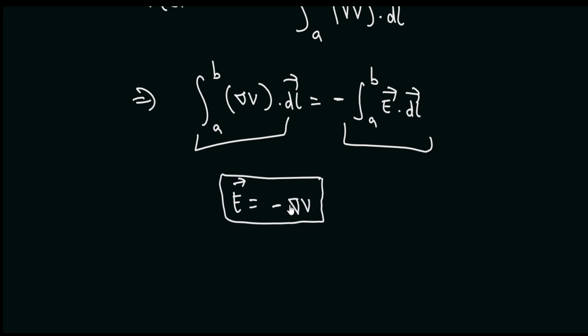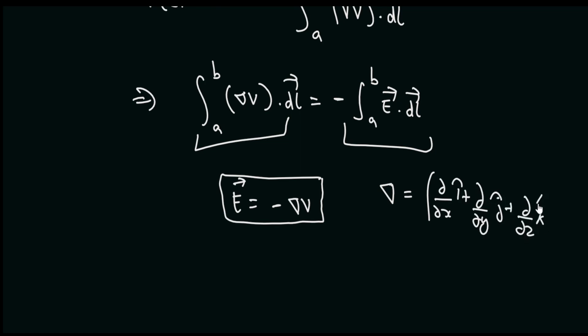So we see that the electric field is equal to the negative gradient of the potential, where del is equal to ∂/∂x i cap plus ∂/∂y j cap plus ∂/∂z k cap in standard Cartesian notation.